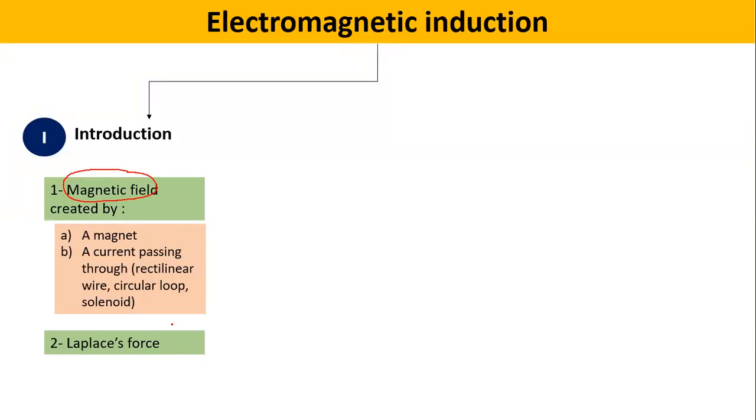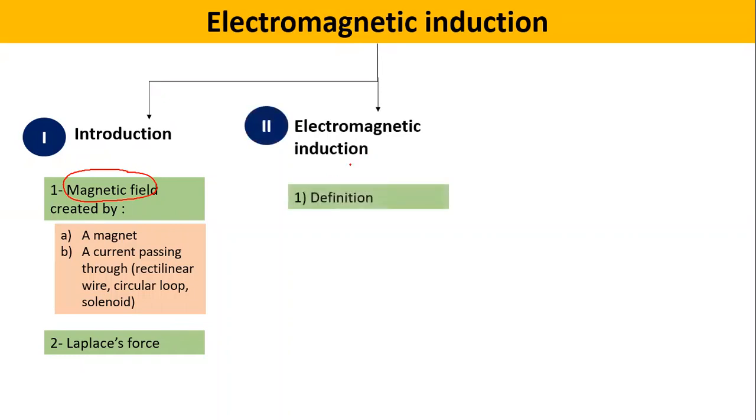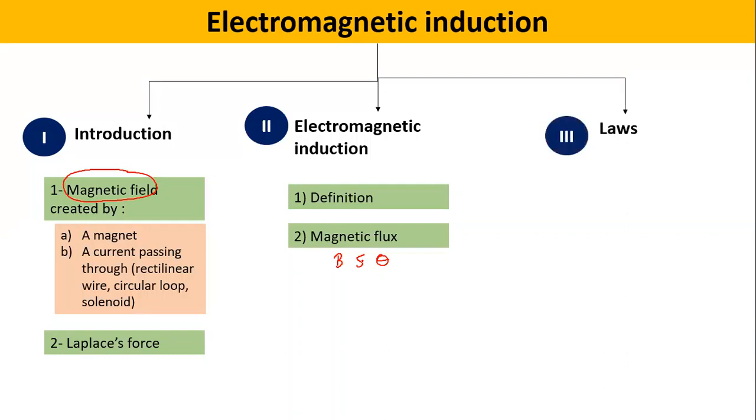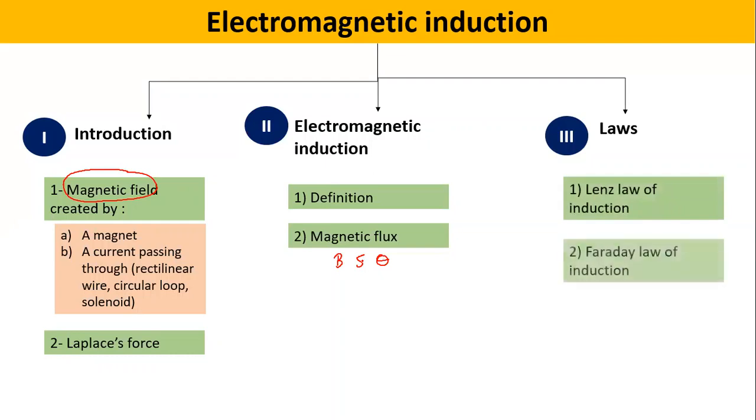Now, the second part, we'll talk about the electromagnetic induction phenomenon, which will be divided into the definition of this phenomenon, when does this phenomenon exist. And the second one, we'll talk about the magnetic flux. We'll talk about the magnetic flux, which is a constant, and then which is variable. And when I talk about the variable magnetic flux, then we'll talk about the variation of B, S, and theta, and we'll see them.